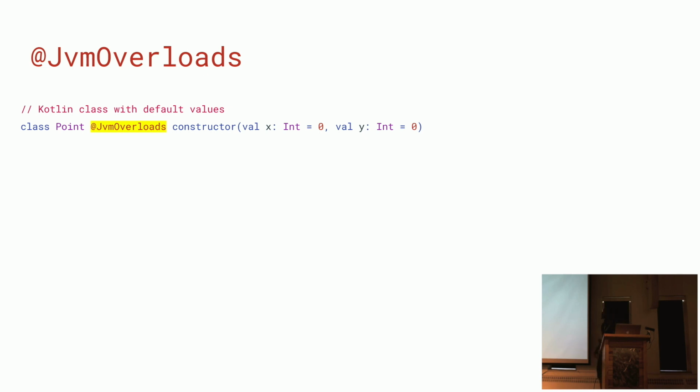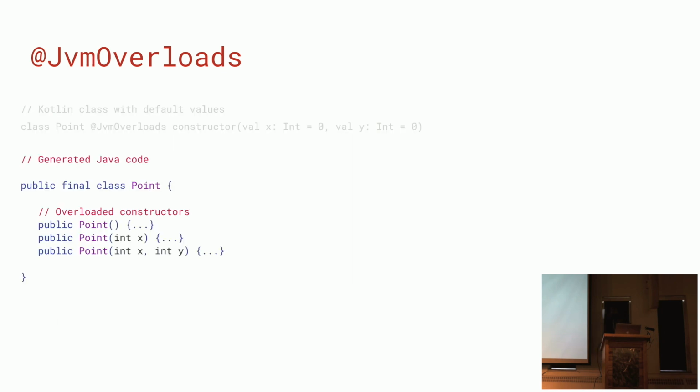If we decide to add the JVM overloads, then we also have to add the constructor keyword, because that's how you annotate a constructor in Kotlin. So if you see the generated code this time around, it has the overloaded methods: the empty constructor, the constructor with a single value x, and the constructor with x and y, which is really good, which is what we actually want.